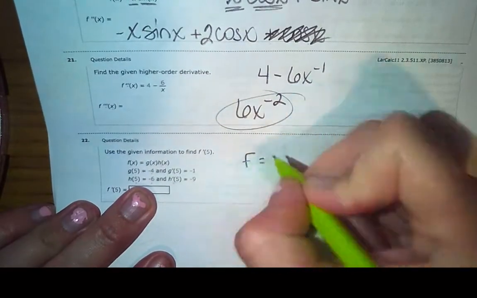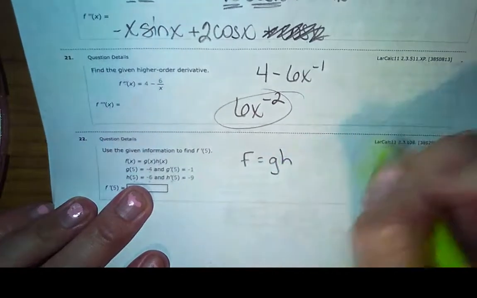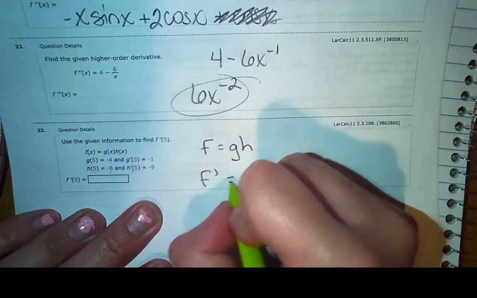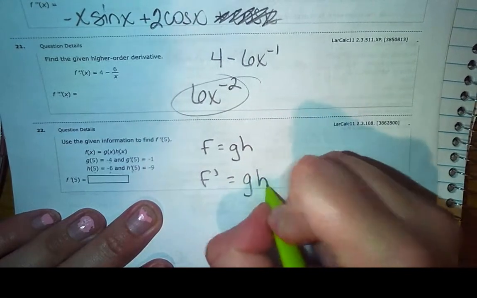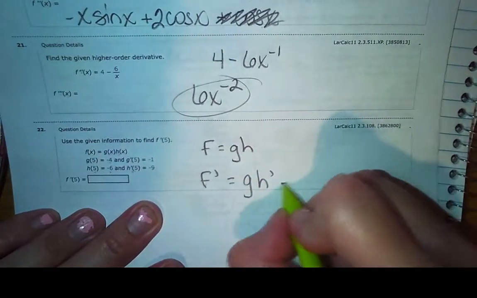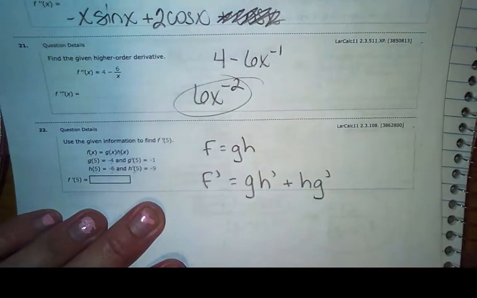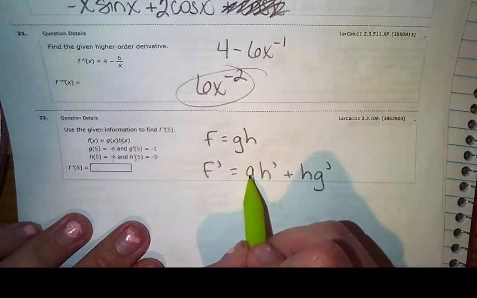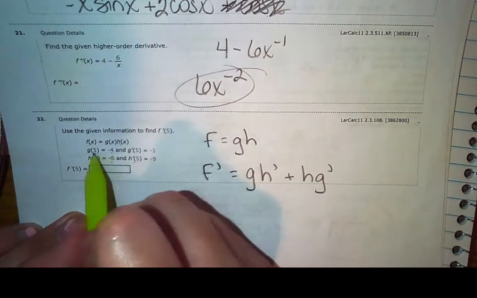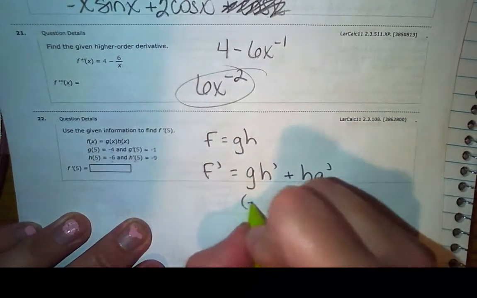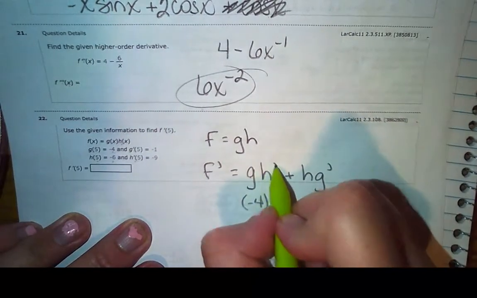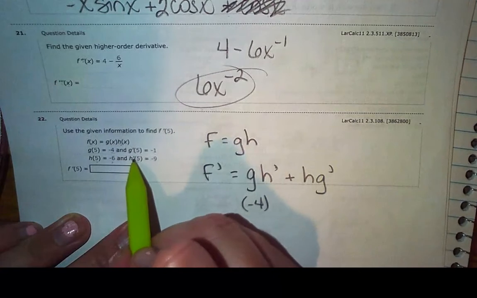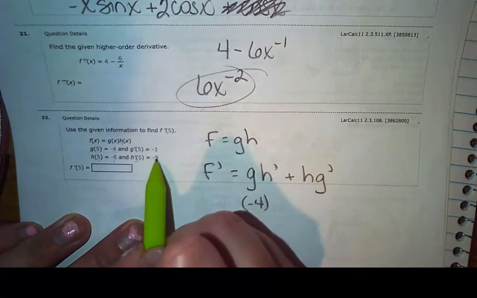I have f equals g times h. So my derivative at 5 is going to be the first times the derivative of the second plus the second times the derivative of the first. So I need to know what g of 5 is. G of 5 is negative 4. Okay? What is h prime of 5? Or what's the slope of h at 5? So h prime of 5 is negative 9.